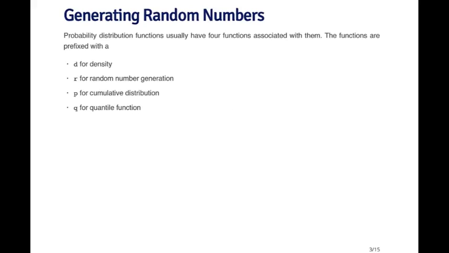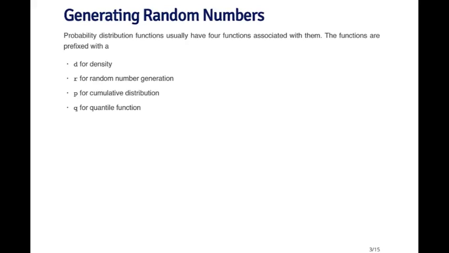For probability distribution functions, there are basically 4 functions associated with them. For any given distribution like the normal distribution, there will be a function that starts with a D, a function that starts with an R, with a P, and a Q. So it'll be 4 different functions for each distribution.